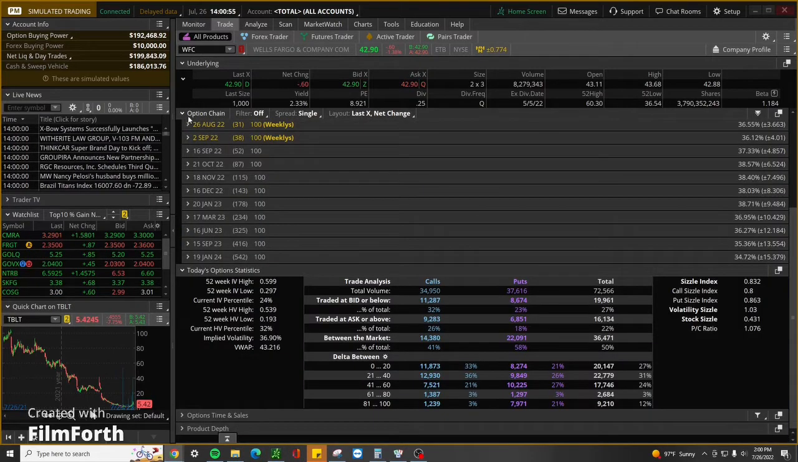Under the options chain, you're going to have option statistics. You're going to have implied volatility, historical volatility. You have the VWAP as well.